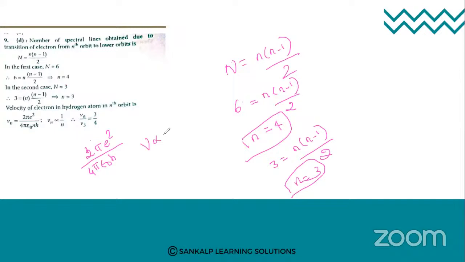So what we can say, the velocity is inversely proportional to the value of n here, right? So as they are asking the ratio of the velocities, the velocity of the 6 transitions to the velocity of the 3 transitions is, since it is inversely proportional, 3 divided by 4. Option D is the answer. Okay, let us go for the next question.